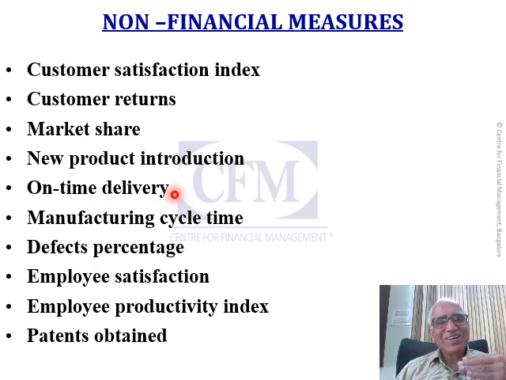On-time delivery. Is the firm making its deliveries on time? Manufacturing cycle time. Is the manufacturing cycle shortening or lengthening or remaining the same? Defects percentage. What proportion of goods are found to be defective? Employee satisfaction. Is the employee satisfaction improving, deteriorating, or remaining the same? Employee productivity index. Is the employee productivity index improving or deteriorating or remaining the same? Patents obtained. How many patents have the firm obtained in the last 1, 2, and 3 years?